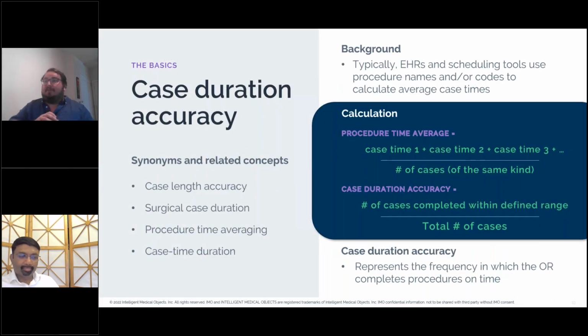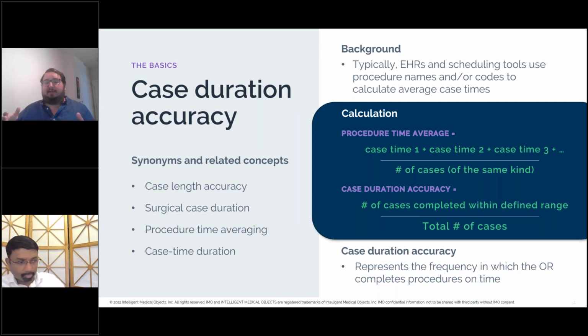So what we're going to dive into a little bit deeper now is case duration accuracy and procedure time averaging. So for some background, typically most EHRs and surgical scheduling tools reference procedure names and or the associated codes that a surgery is scheduled with to calculate a moving average of the time a particular type of case takes. Oftentimes this is going to look at your wheels in, wheels out time. That's pretty common, but it may also look at different times for every procedure that's associated within the case. Moving forward, the system may then pre-populate this average as a default option for the OR scheduler to reserve on the block schedule. And that's what we call procedure time averaging.